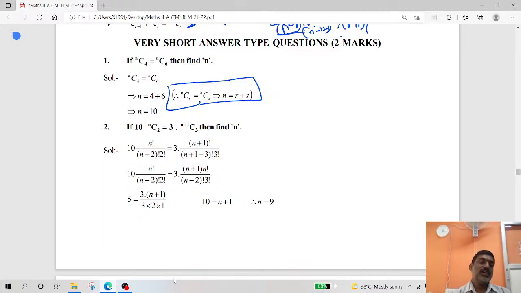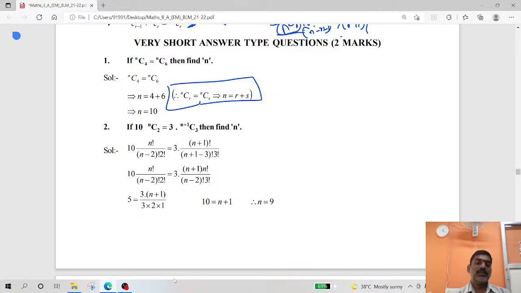10 times nC2: n factorial divided by (n minus 2) factorial into 2 factorial is equal to 3 times (n plus 1) factorial by (n plus 1 minus 3) factorial times 3 factorial. So here we write (n plus 1) factorial as (n plus 1) into n factorial, and the n factorial gets cancelled. Then (n minus 2) factorial also gets cancelled. Here 3 into 2 factorial gets cancelled, and this 3 also gets cancelled.